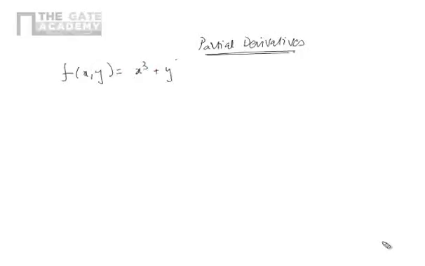Okay, we were discussing partial derivatives. Let us continue the same. Let us solve one more problem to strengthen our understanding. f of x comma y is equal to x cube plus y cube plus 3x square y plus 3xy square plus 2x square y square.